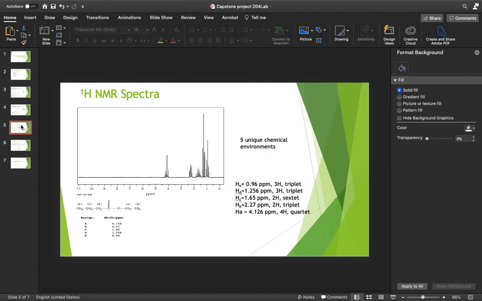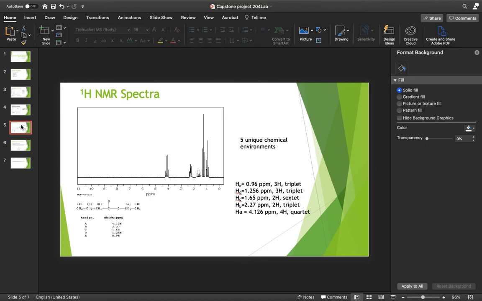The next group downfield is at 2.27 parts per million. It integrates to 2 hydrogens. Actually, I wrote quartet, but it's actually a triplet, so it's bonded to a CH2 group. And it's in the region of a hydrogen bonded to a carbon next to a carbonyl carbon. So we know that we have a propyl group bonded to a carbonyl carbon.